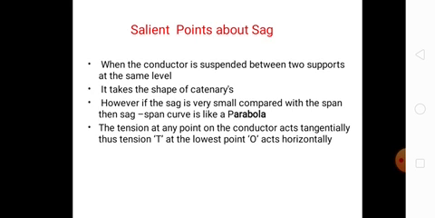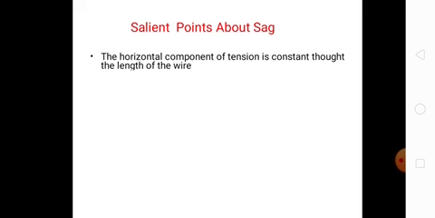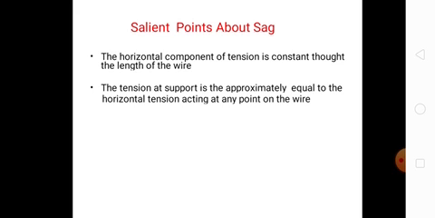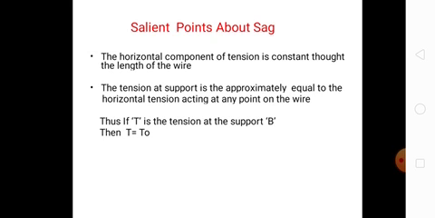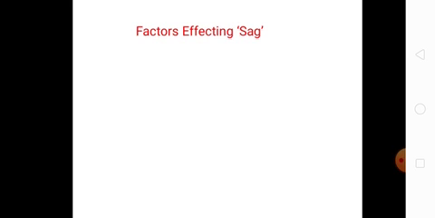The tension at any point on the conductor is tangential, and the tension T at the lowest point O acts horizontally. The horizontal component of tension is constant throughout the length of the wire. The tension at the support is approximately equal to the horizontal tension acting at any point on the wire. Thus, if T is the tension at the point B, then T is equal to T naught.